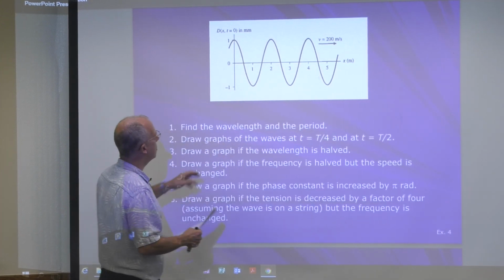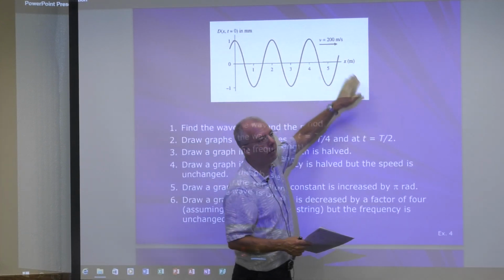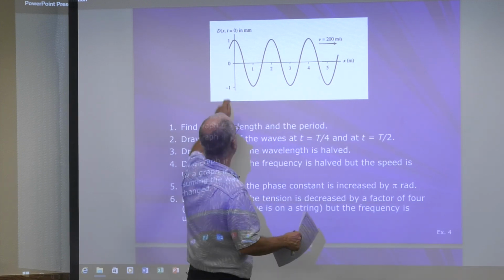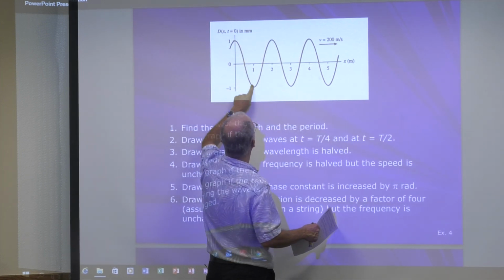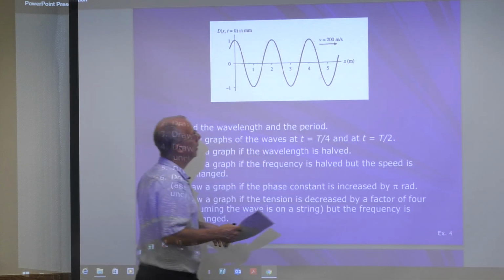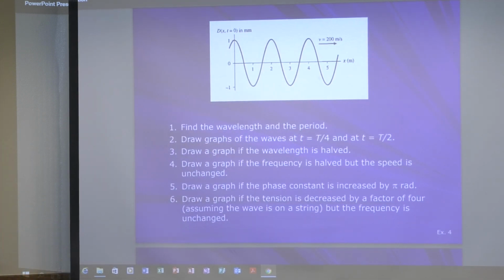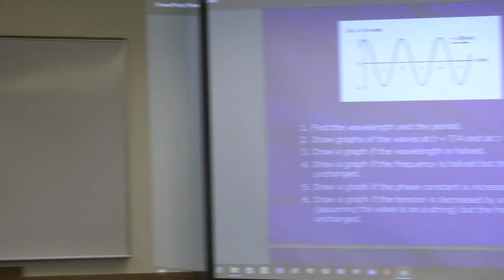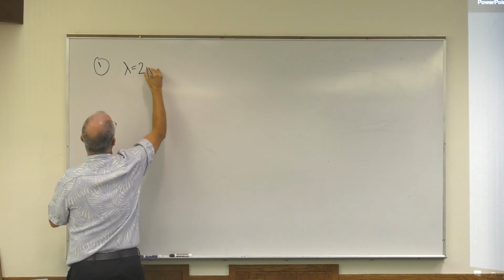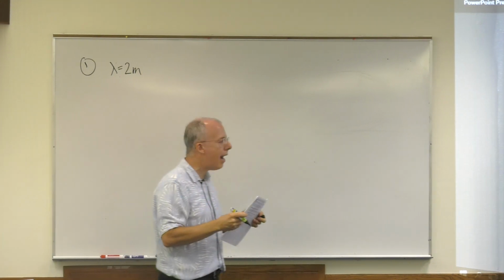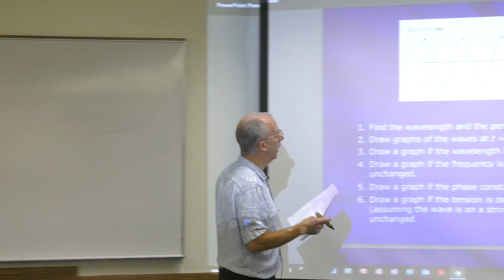This is x, so I can find the wavelength. What's the wavelength? I'm going to do it right this time. You start here and you go, whoop. So what's the wavelength? 2 meters. So number one, the wavelength is 2 meters. Just get it from the graph. Now, the period.